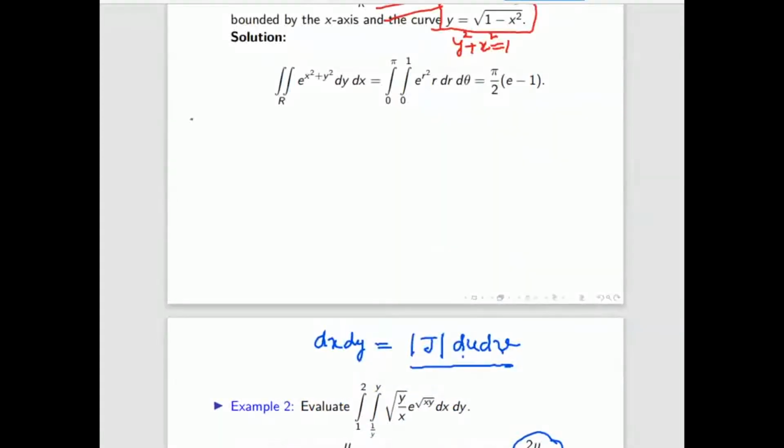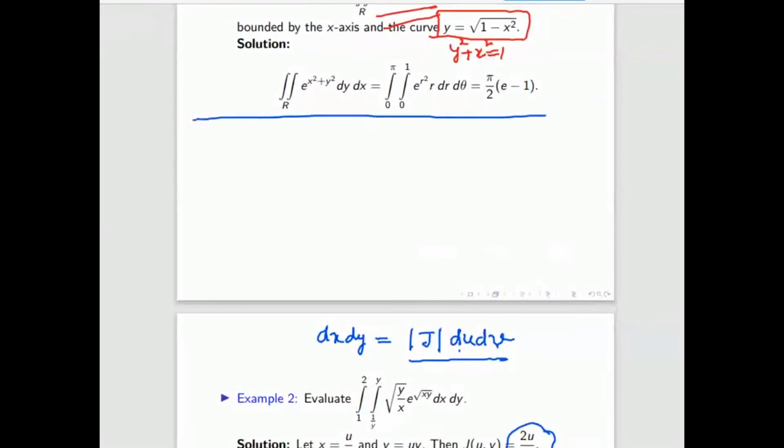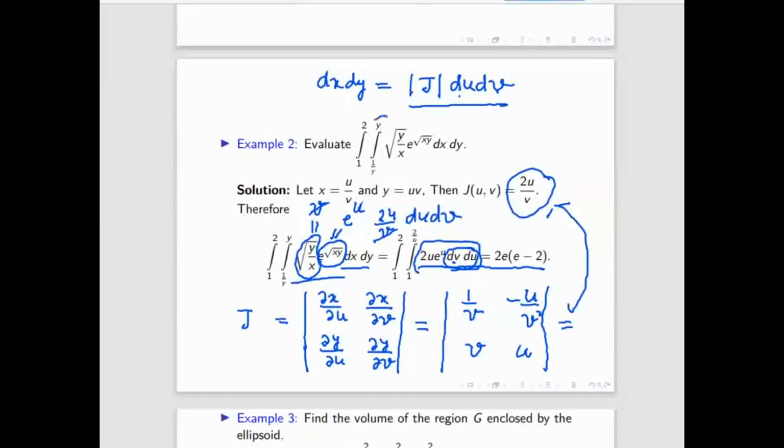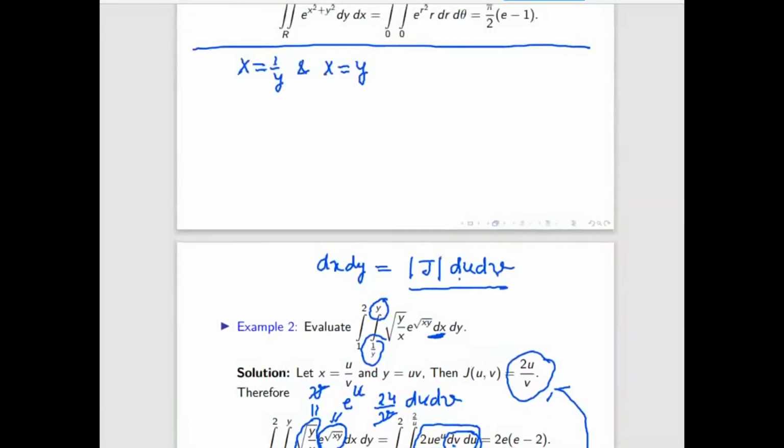What is the limit given? X limit is starting from 1 by y, and upper limit is x equal to y. So this is the given. In this question, this is given y and 1 by y. This is the limit of x because dx is here. Now we will write the limit of y equal to 1 and y equal to 2.